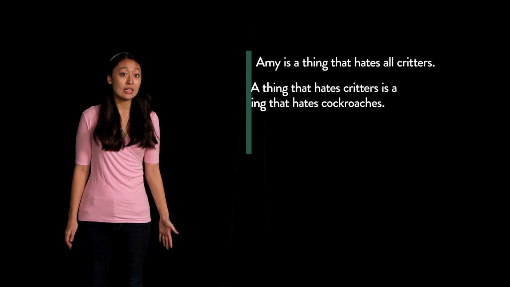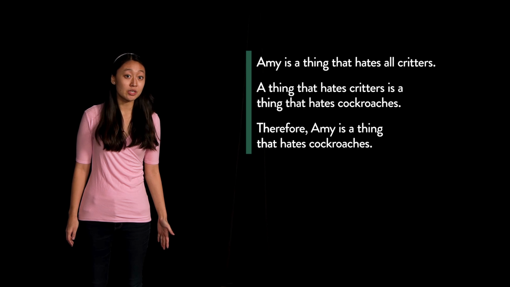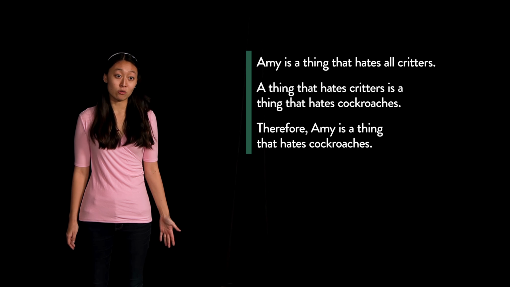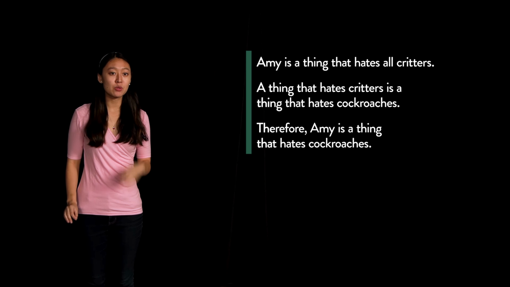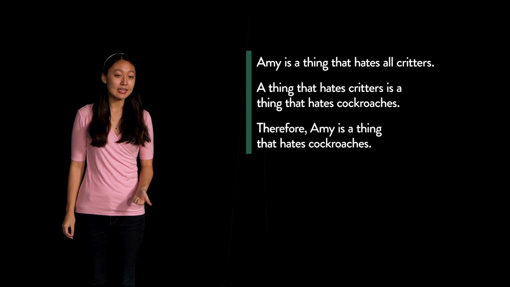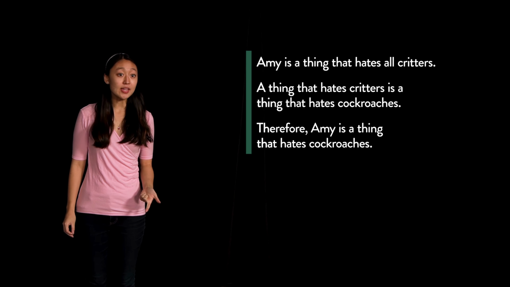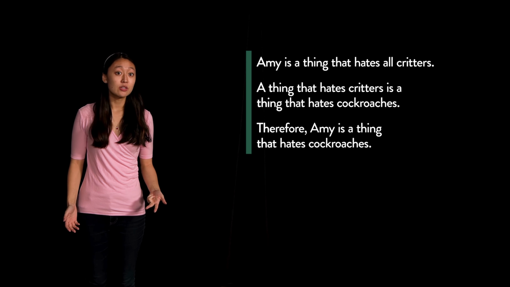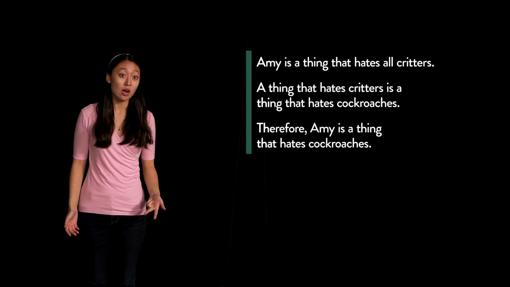Amy is a thing that hates all critters. A thing that hates all critters is a thing that hates cockroaches. So Amy is a thing that hates cockroaches. This syllogism is both valid and sound. The premises are: Amy is a thing that hates all critters, and a thing that hates all critters is a thing that hates cockroaches. The conclusion is: so Amy must be a thing that hates cockroaches.